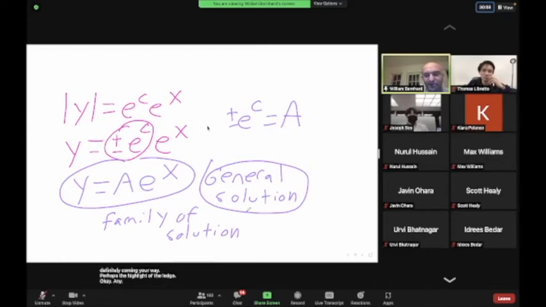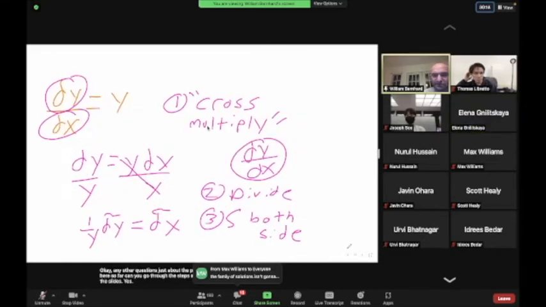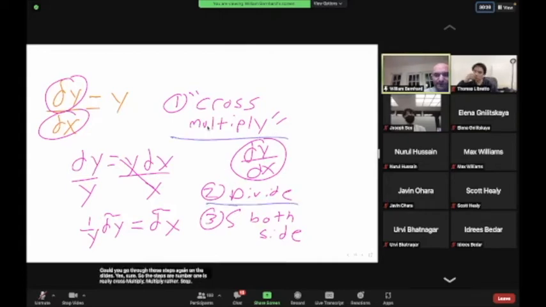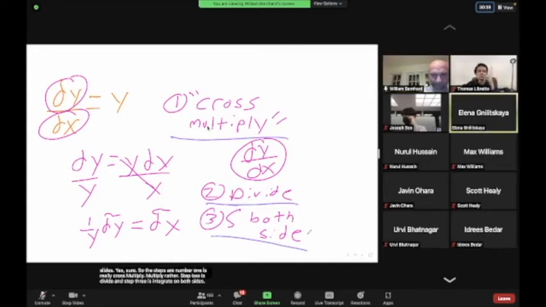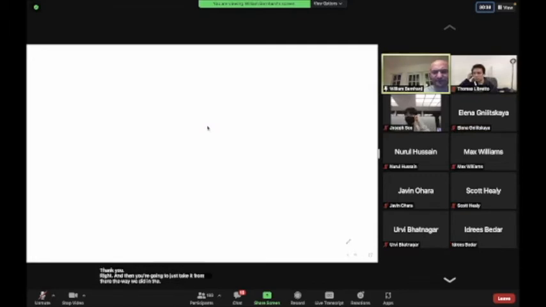Okay. Any other questions just about the process here so far? Could you go through the steps again on the slides? Yes, sure. So the steps are, number one is really multiply, rather. Step 2 is divide. And step 3 is integrate on both sides. Thank you. Right, and then you're going to just take it from there the way we did in the problem.